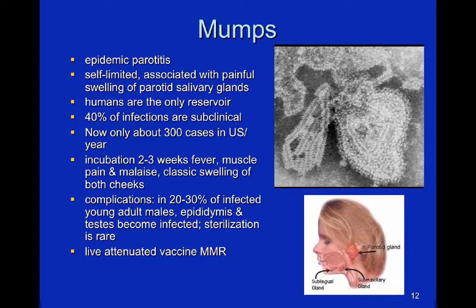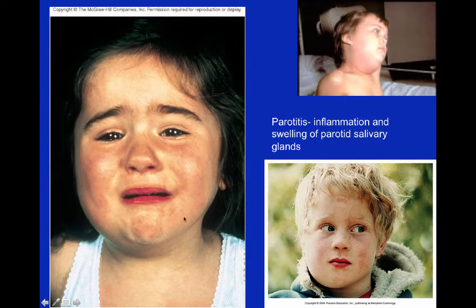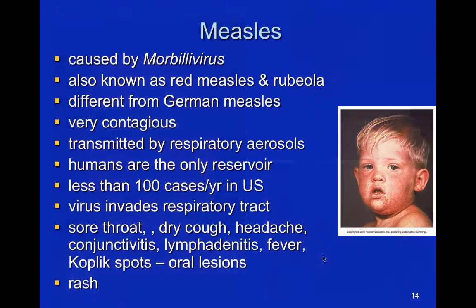The incubation for this virus is around 2 to 3 weeks with resultant fever, muscle pain, malaise, and this classic swelling of both cheeks because of the effects on the parotid gland. Now, it seems that there are complications here in 20 to 30% of infected young adult males. Epididymis and the testes can become infected, and sterilization can occur, but it is rare. So this is that characteristic swelling of the cheeks in the case of mumps.